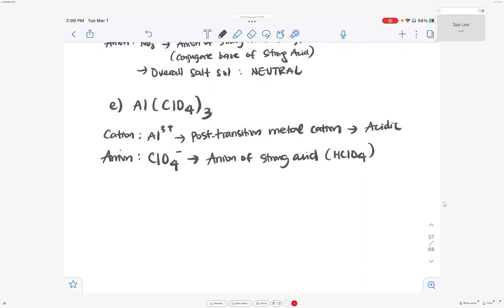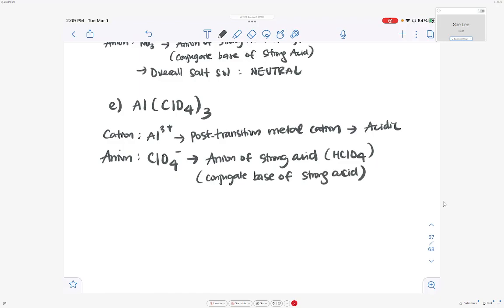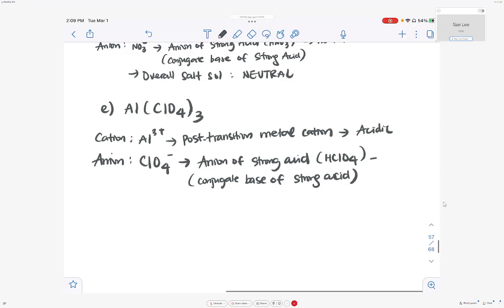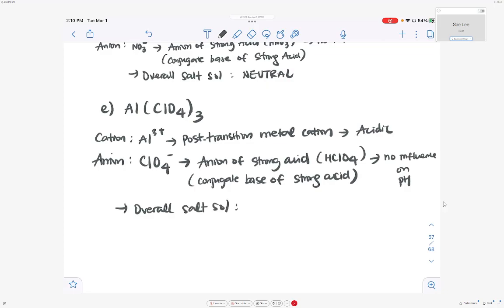So anion of strong acid, or in other words, conjugate base of strong acid. Again, conjugate base of strong acid has no influence, right? No influence on pH. So therefore, overall salt solution is going to be acidic. Why? Because of the presence of this post-transition metal cation, which has acidic influence on the system.